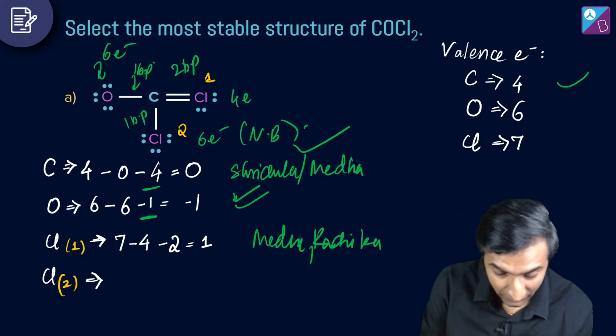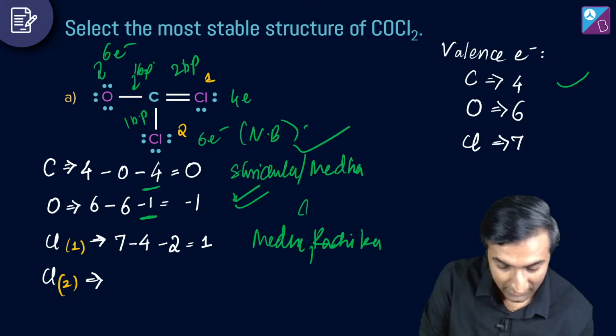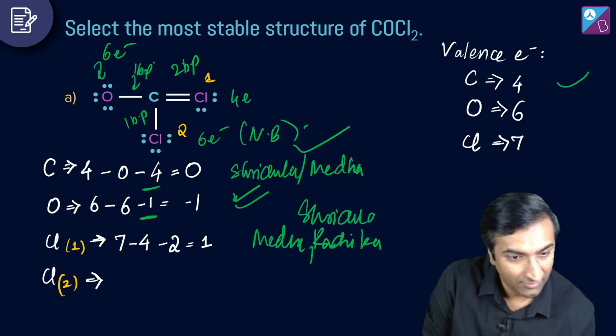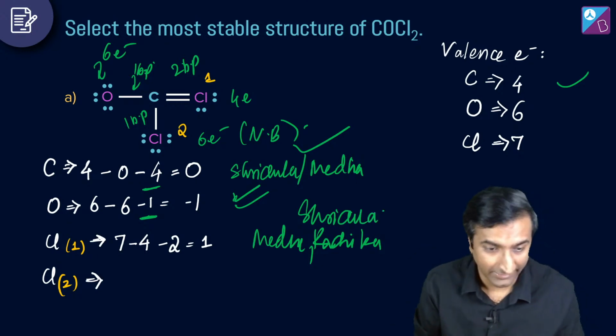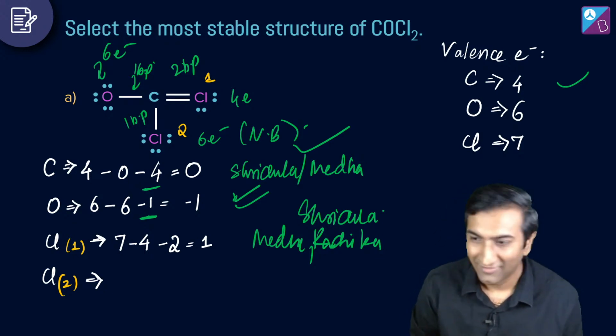ठीक है. So Radhika, Medha, Shridula, are all saying 1. Okay, awesome. Arshia, what's your doubt? Tell me. Anita did not understand. Okay, well, here's the thing, right? What did you not understand?